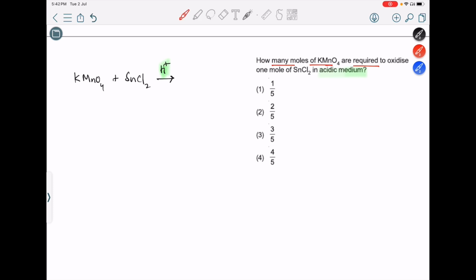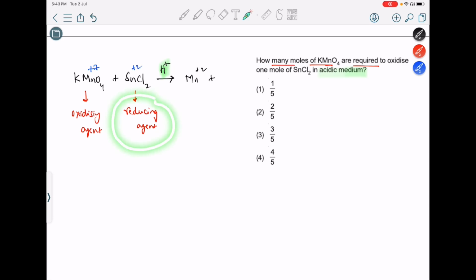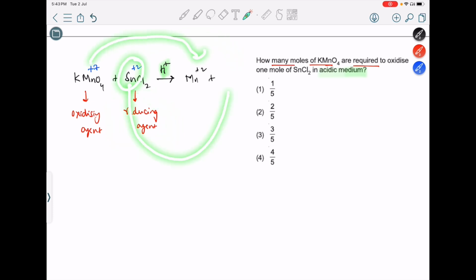Now we know KMnO4 is a strong oxidizing agent. Now, if KMnO4 is an oxidizing agent, SnCl2 will act as a reducing agent, isn't it? And whenever we have acidic medium, KMnO4, manganese from its plus 7 oxidation state turns into manganese plus 2. And here the oxidation state of tin is plus 2. Since it is a reducing agent, it has to undergo oxidation, isn't it? If manganese is undergoing reduction, then obviously tin should undergo oxidation and you will get Sn plus 4, isn't it?